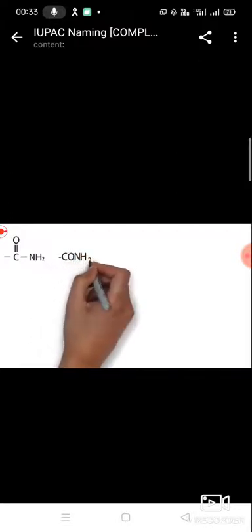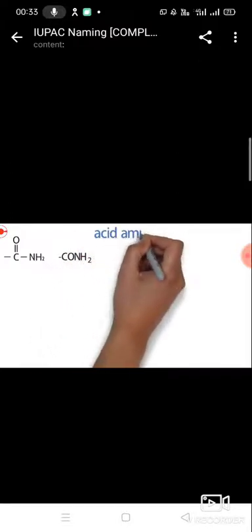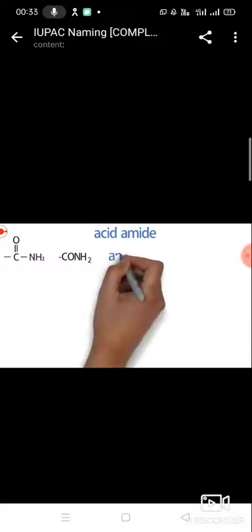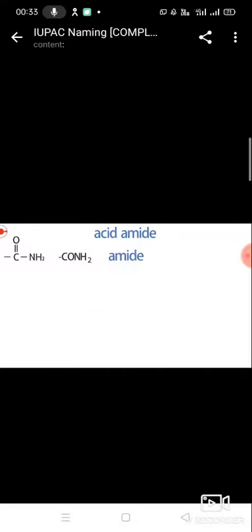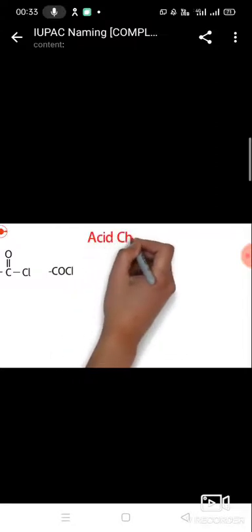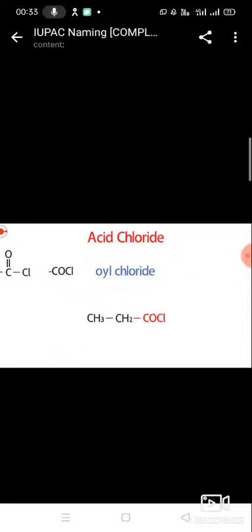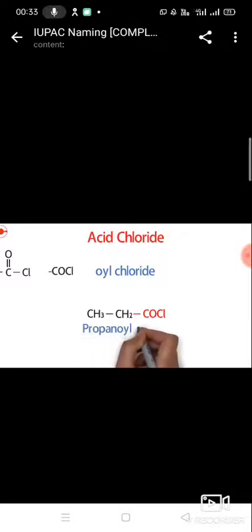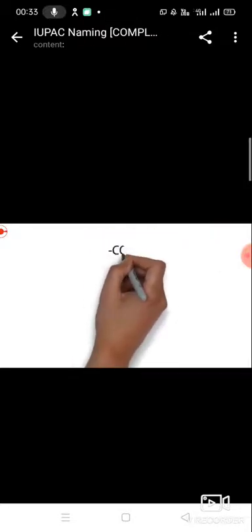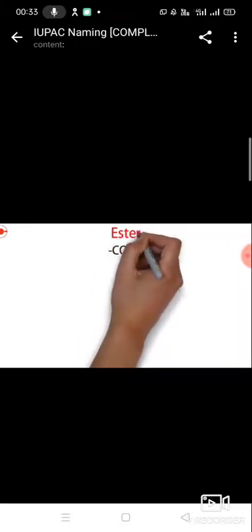If it is CONH2, it is an acid amide group. CONH2 means it is an amide. CH3, CH2, CONH2. Here how many carbon atoms are there? 3 carbon atoms. So propanamide. Next, acid chloride, oyl chloride. COCl is oyl chloride. So 3 carbon atoms are there, so propanoyl chloride. Next, ester.